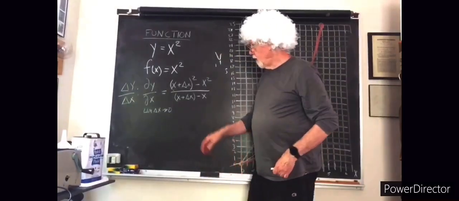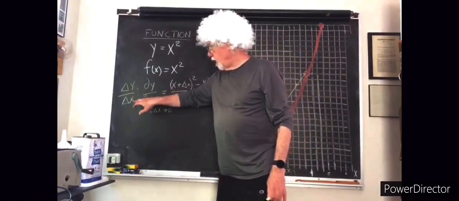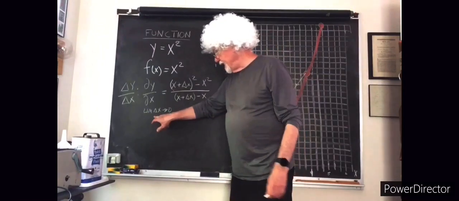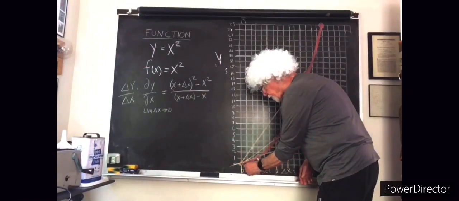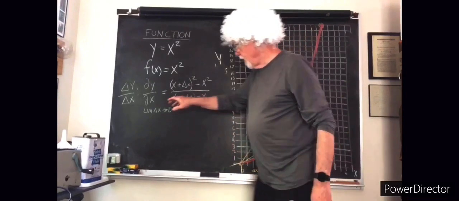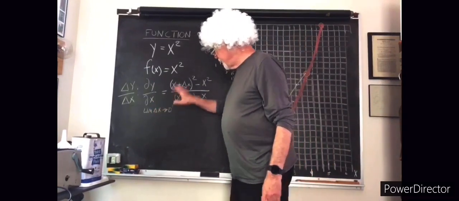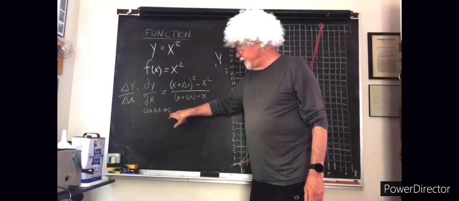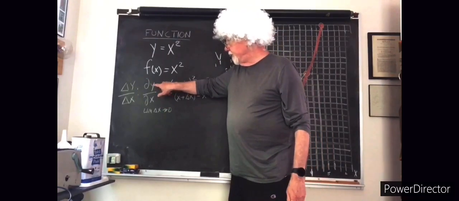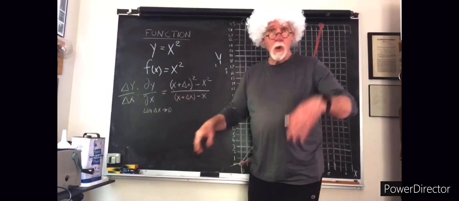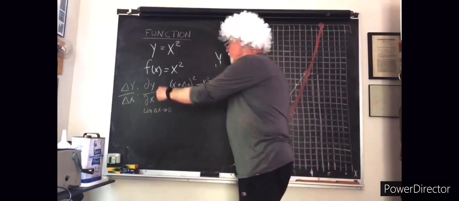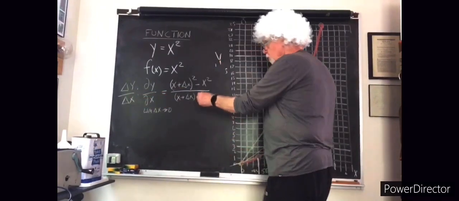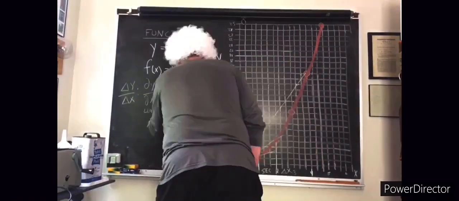Okay, our slope is equal to change in y over change in x. What if we take our delta x to 0, get it smaller and smaller and smaller? Well, if we do that, we take our function and put in delta x, but we take it to 0, that becomes differential y over differential x, which is the first derivative of this. Okay, so let's work this out.